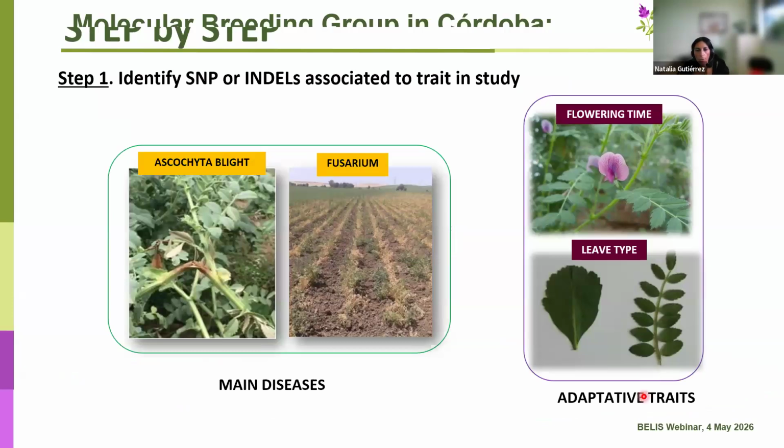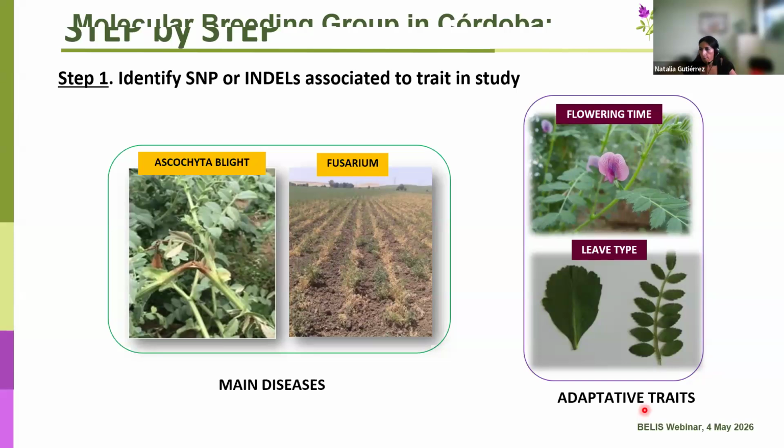So, how do we develop a KASP assay? In the following slides, I will describe how to develop a genotyping assay using KASP markers step by step. Step 1 is the most critical and challenging step of the process, because it is to identify the right SNP or indel that is linked to the agronomic trait you are interested in.